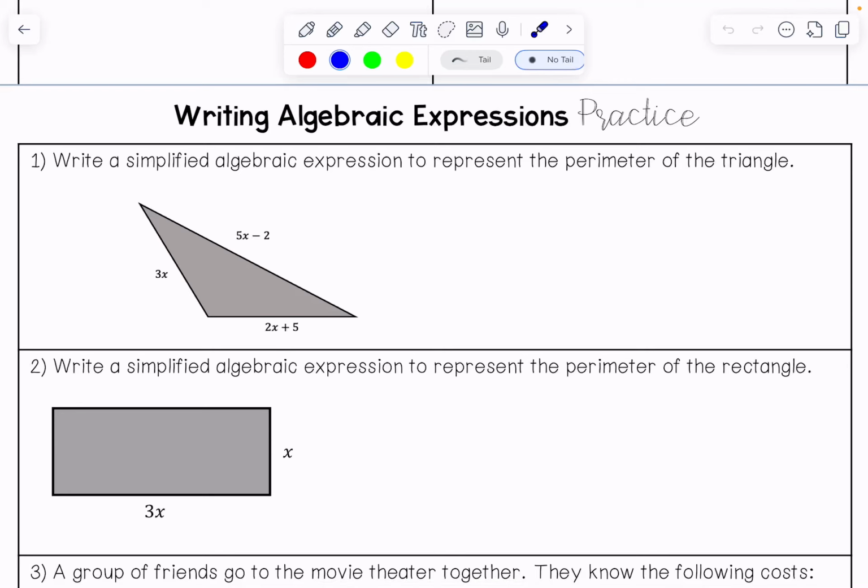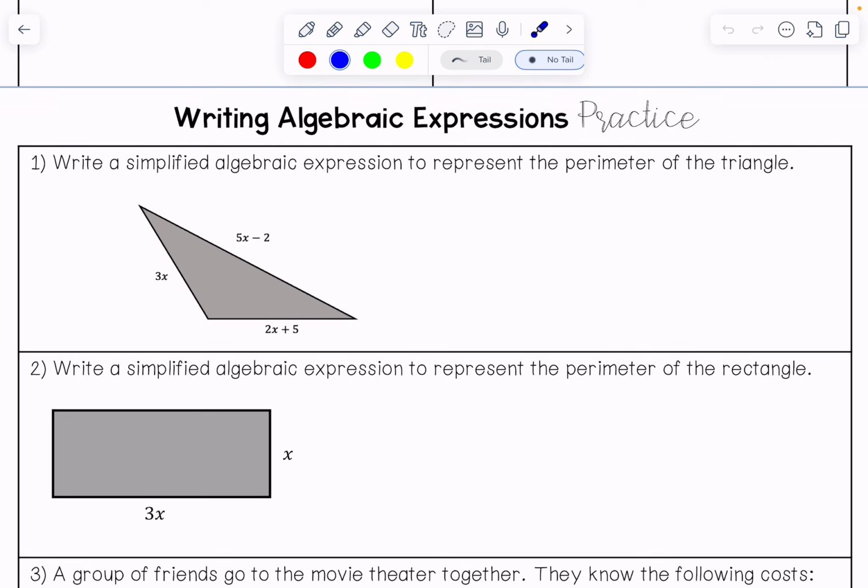Hello, 7th graders. Today we are going to be writing algebraic expressions to represent different types of situations. So we're going to be taking some words or other types of situations and then creating an algebraic expression to represent it. So the first one we're going to look at, it says write a simplified algebraic expression to represent the perimeter of the triangle.